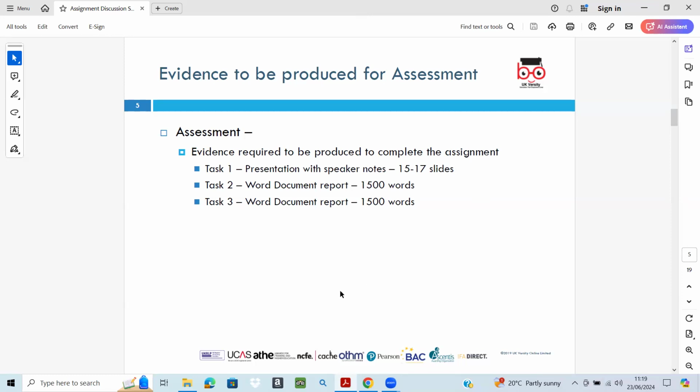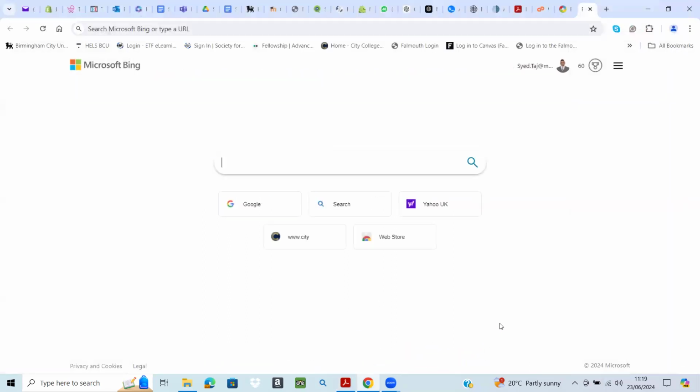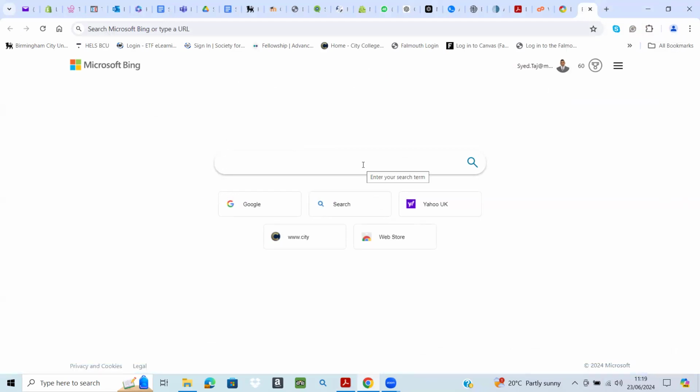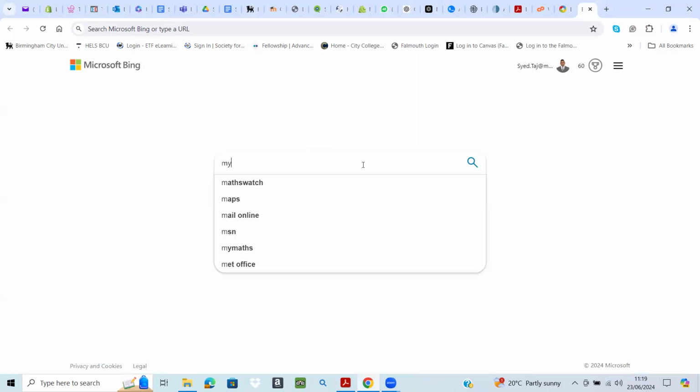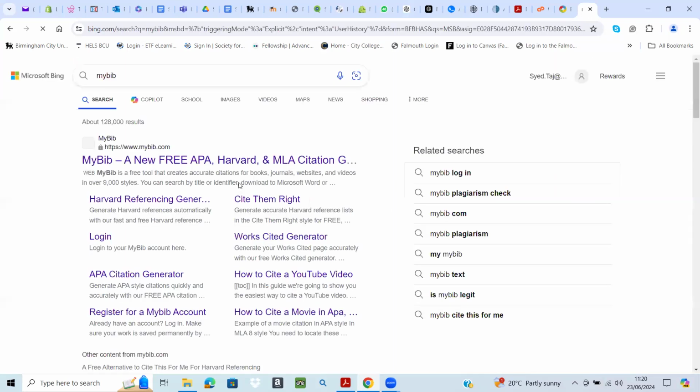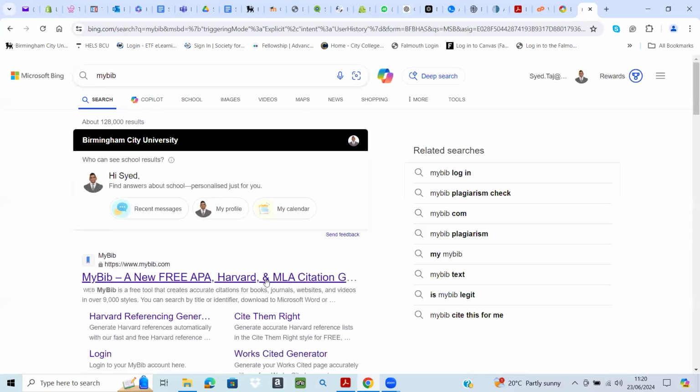Right, so I'll show you all the in-text citation and referencing. As I told you all earlier with the previous assignment, we could use MyBib. We have to use the Harvard referencing style, so make sure that we always use the MyBib Harvard referencing style. If we search for mybib.com, then we need to select the Harvard referencing style.